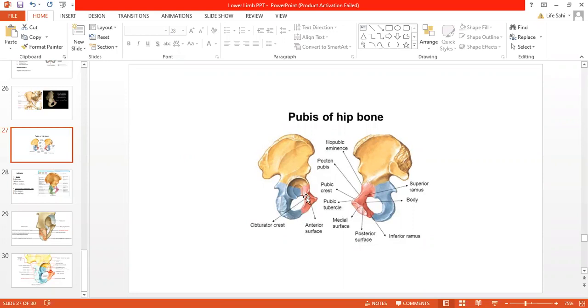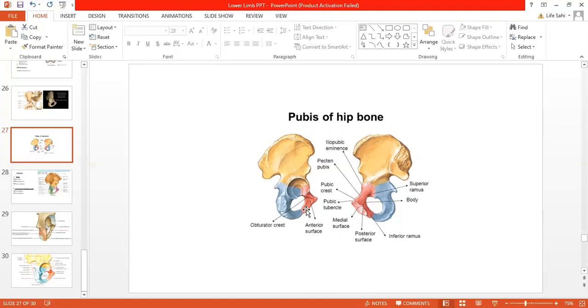As you can see in this diagram, it has two borders, an upper border and a lower border. The upper border forms a margin of the obturator foramen, and the lower border, which is also quite thin and sharp, forms part of the pubic arch.